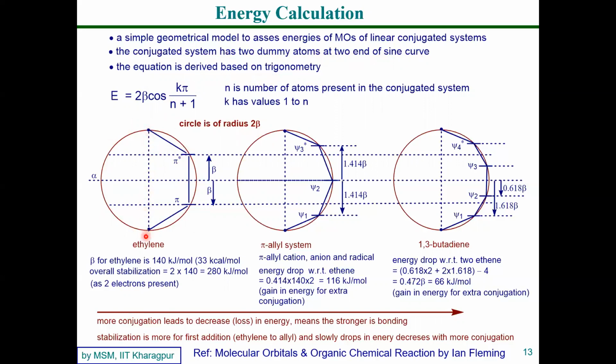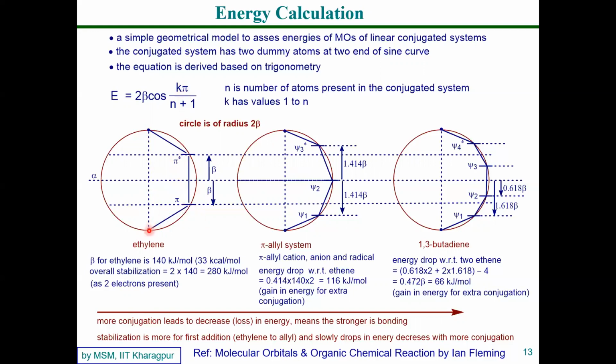So the total diameter is 4 beta, and you fit this framework inside such that the two dummy atoms are at the two ends of the circle, and C1 and C2 also touch this circle. Then from the trigonometry, the energy E will be 2 beta cos(k pi/(n+1)). n is the number of atoms in this system. For ethylene, n equals 2, because it is ethylene and these two are dummy atoms, and k is the position of the atom, the atom number.